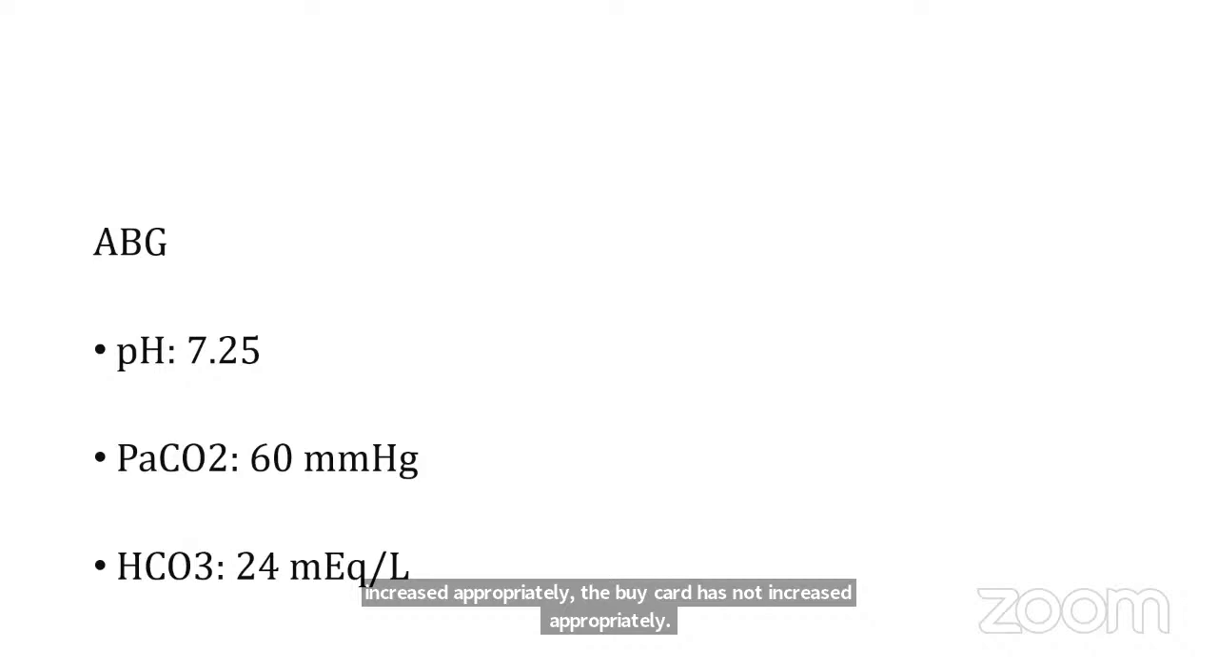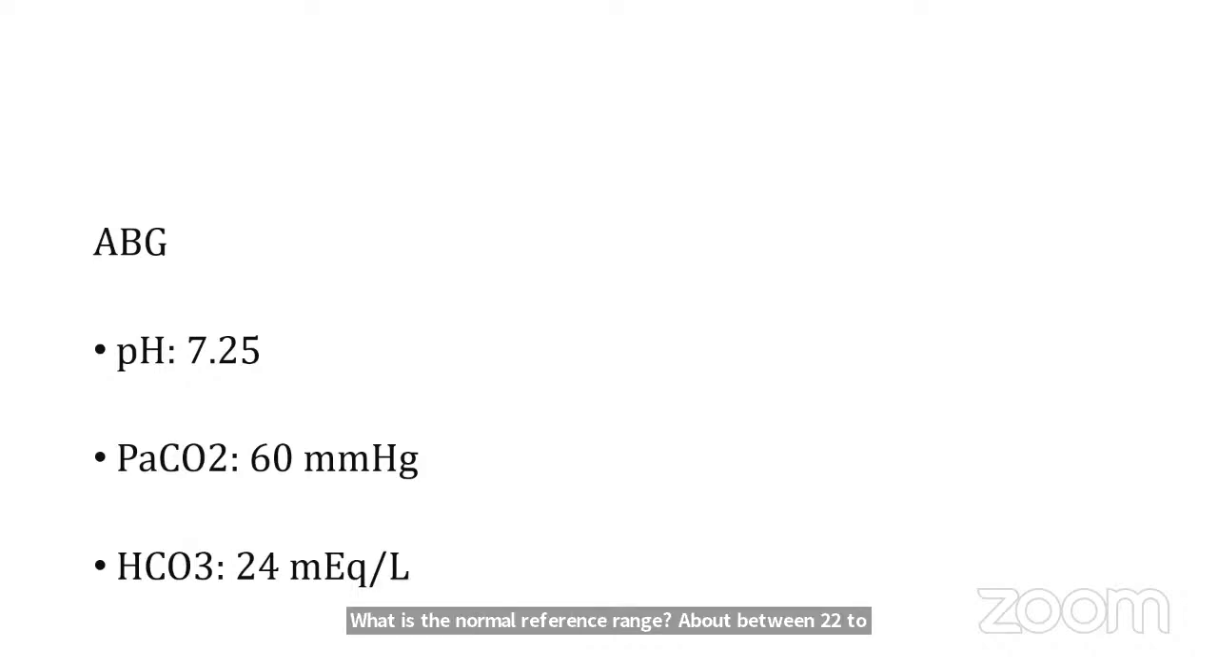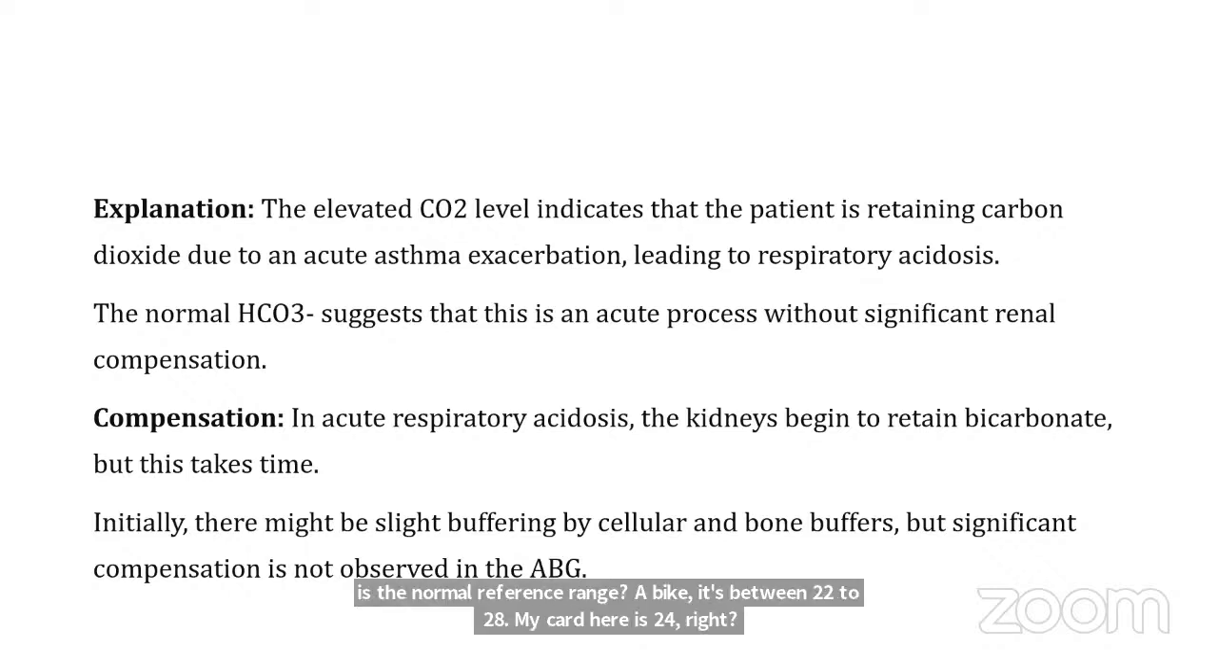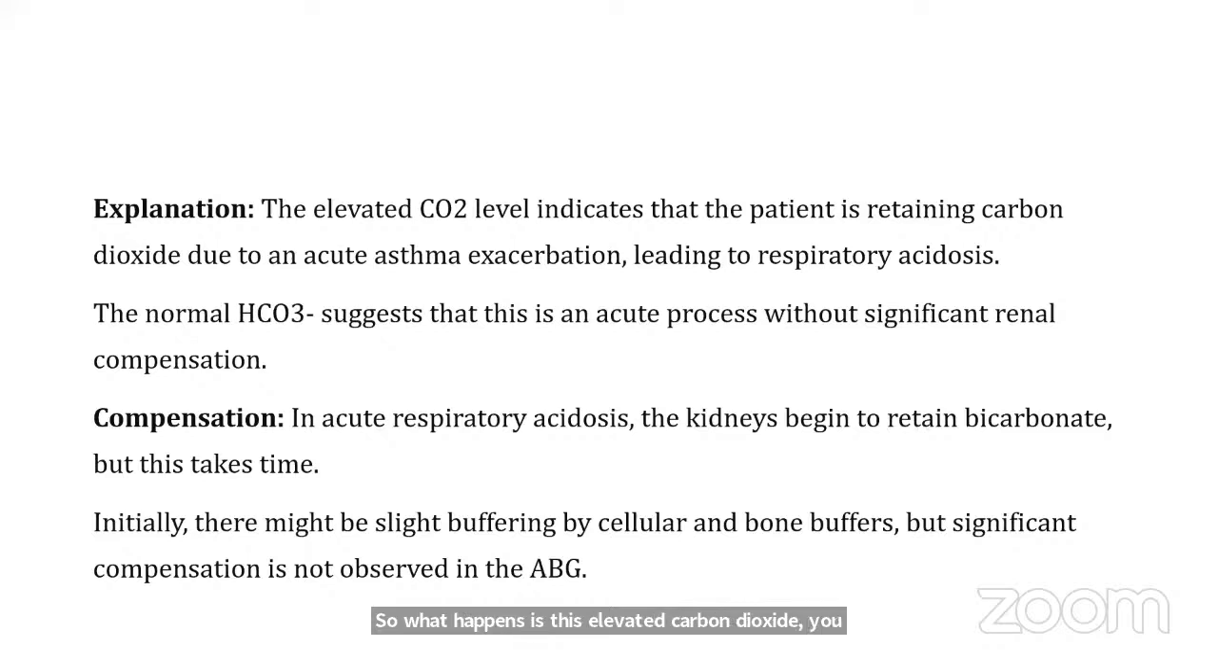It's between 22 to 28. The bicarb here is 24, right? So what happens is this elevated carbon dioxide, we know that this is a patient of acute severe asthma. So the patient is not able to expire the entire amount of air out of the lungs, including carbon dioxide. So this is leading to respiratory acidosis.